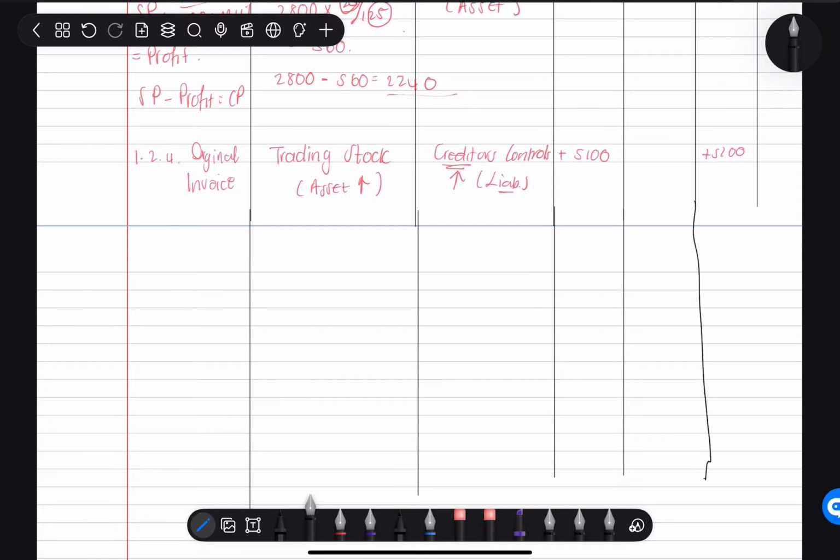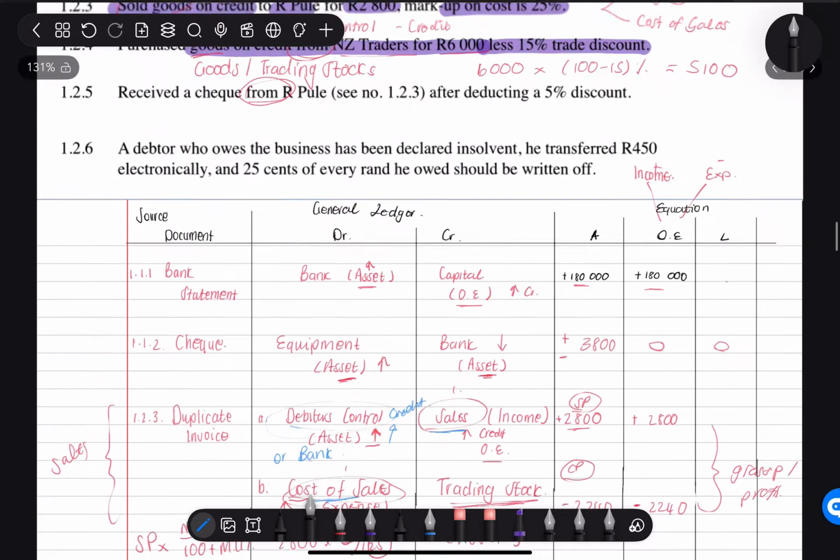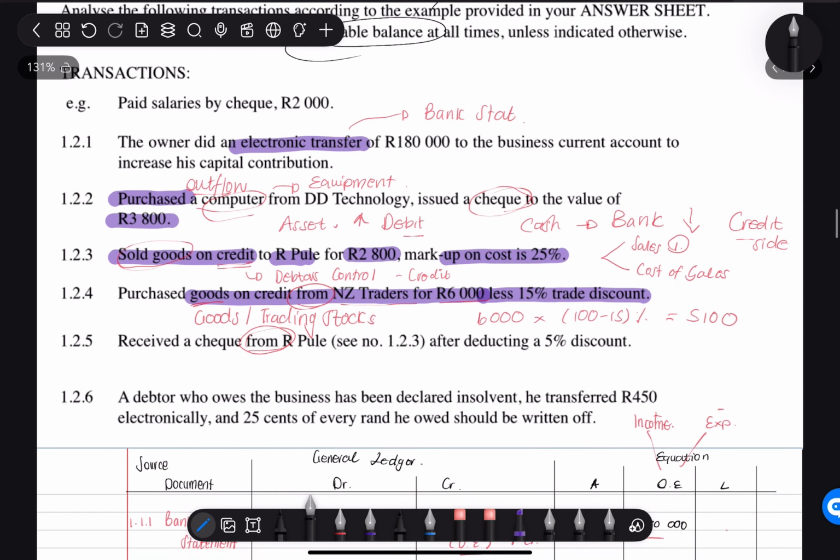Okay, our next one, 1.2.5. 1.2.5, received a check from R. Pule. 1.2.3, so here it is over here. Received a check. This was sold on credit, so we never received the cash. We were just told, oh, you'll get your cash, just not now. From R. Pule after deducting a 5% discount.